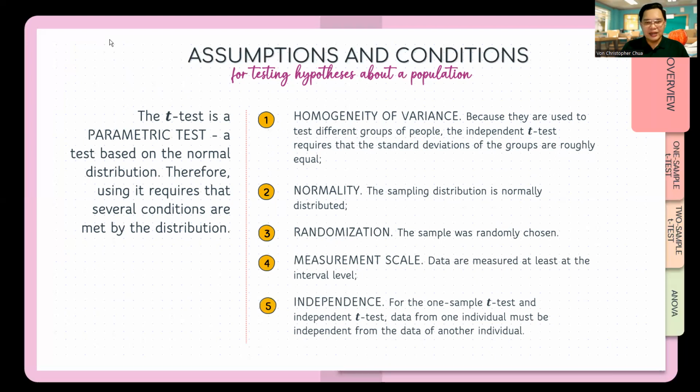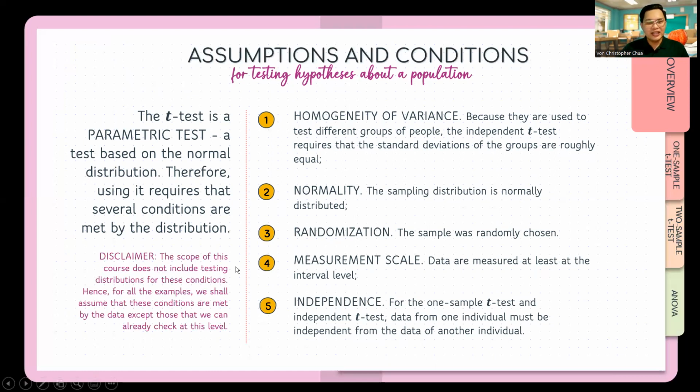And finally, the last condition is independence. For the one sample t-test and the independent t-test, data from one individual must be independent from the data of another individual. So that means that the information that we get from one individual in the sample must not be in any way related to the data that we get from another individual in the same sample.